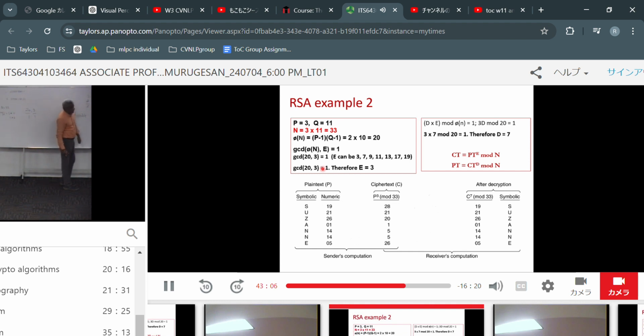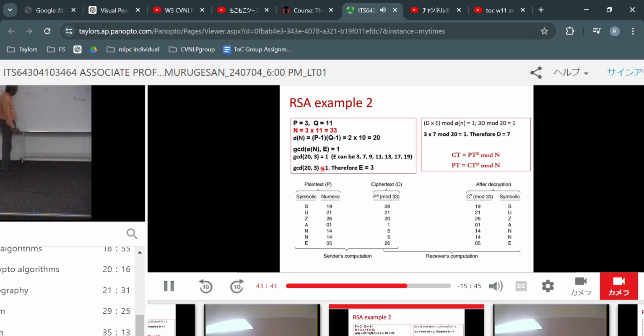You understand that? Yeah. So 20 is divisible by 1. 1 goes into 20 20 times, remainder is 0. 3 also divisible by 1. So we take 1, which divides commonly both the numbers. Can we use 2? Yes. 20 is divisible by 2, but 3 is not divisible by 2. Because if you divide 3 by 2, you get remainder 1. So 3 is not divisible by 2.